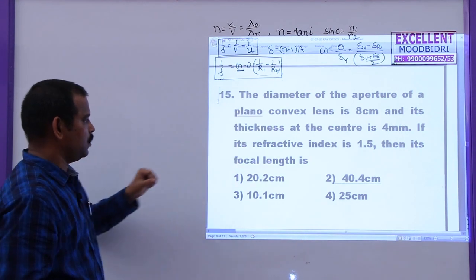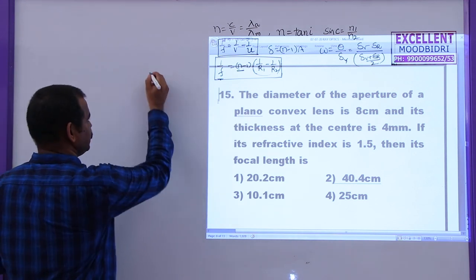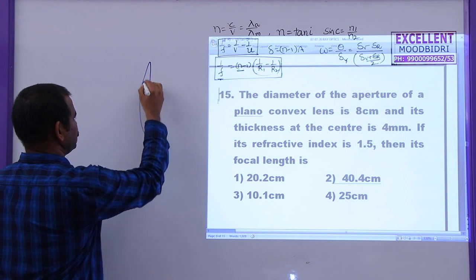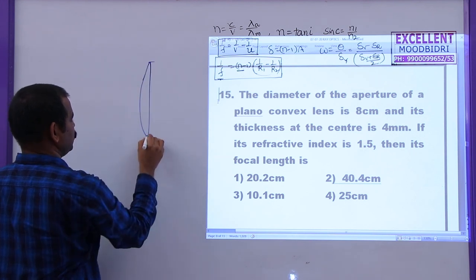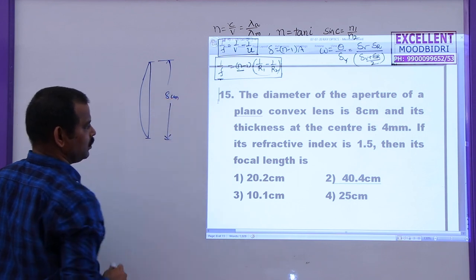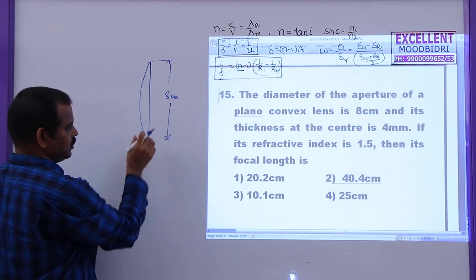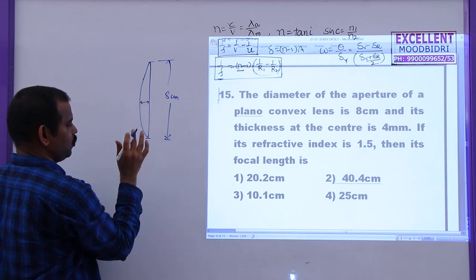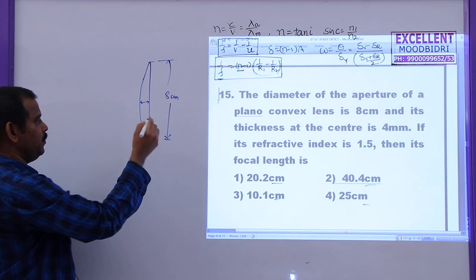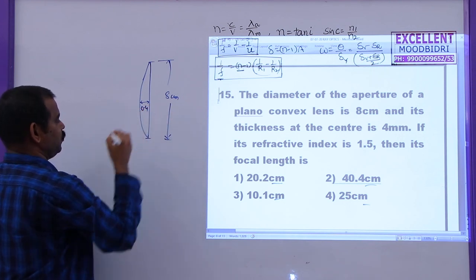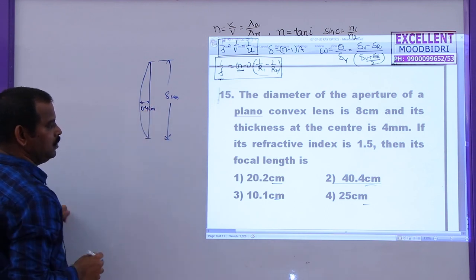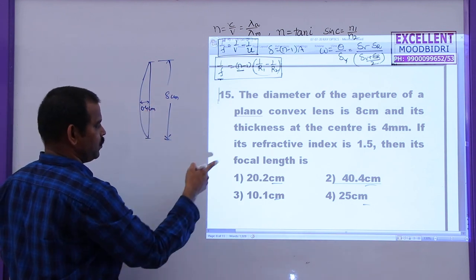The diameter of the aperture of a plano-convex lens is 8 centimeters. So this is a plano-convex lens, and this diameter of aperture is given as 8 centimeters. And the thickness at the center is 4 millimeters. As the answers are in centimeters, let me write that 4 millimeters as 0.4 centimeter. If the refractive index of this is 1.5, what is the focal length?